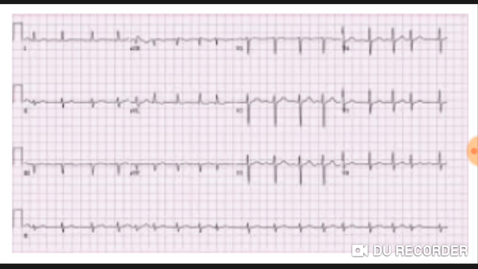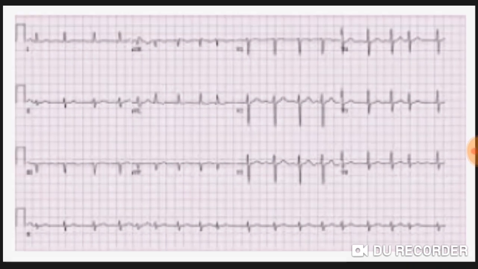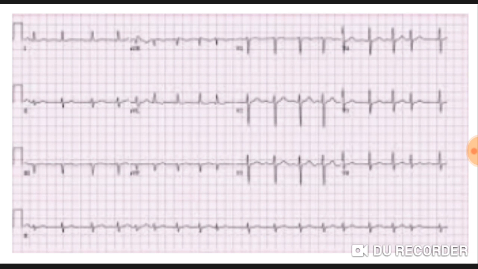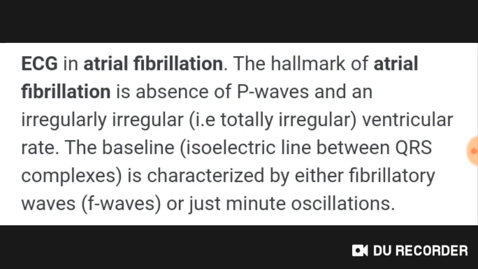Today we are going to discuss ECG image-based MCQs for NEET PG 2020 exam, and for all exams these are very helpful. So guys, in this kind of ECG we see flutter waves, fibrillating waves, F waves, no P waves, and an irregular rhythm. So this is a case of atrial fibrillation.